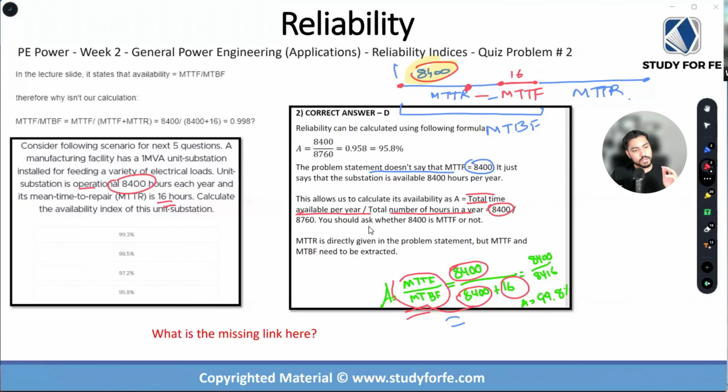So if we fall back on the fundamental definition of availability, which is the total time that it is available, the problem statement is very clear that it is operational, available 8,400 hours a year, right? And that basically means that the total number of hours is 8,760. We're simply going to divide by the total number of hours. That's what availability is. Is that clear?